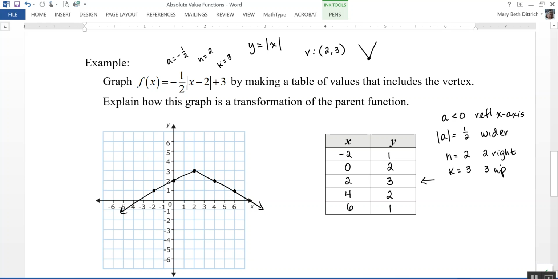So in this video, we took a look at another type of piecewise function, and that is the absolute value function, the shape of which is always going to be a V. We took a look at the parent function and how you can transform that by shifting it left, right, up, or down, making it wider or narrower, or reflecting it over the x-axis.